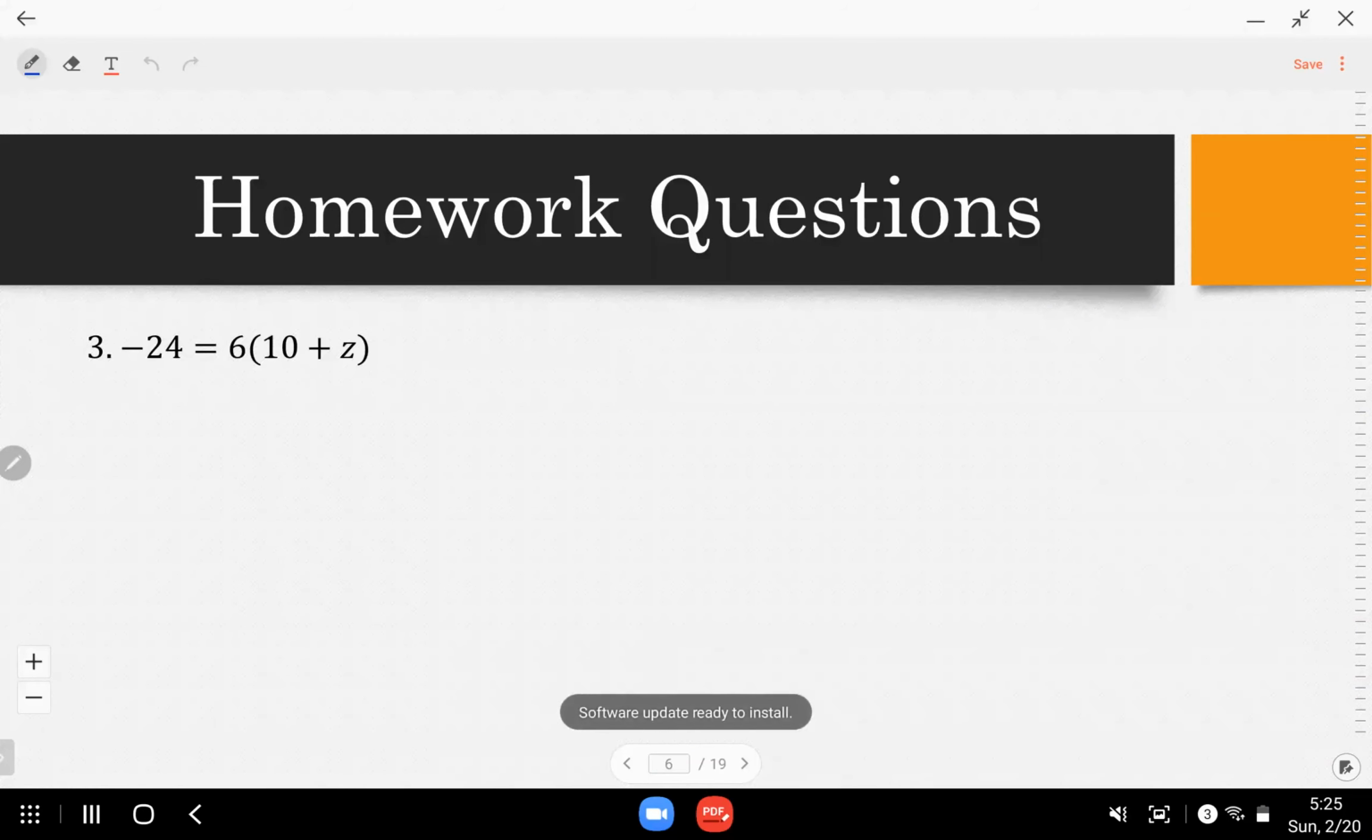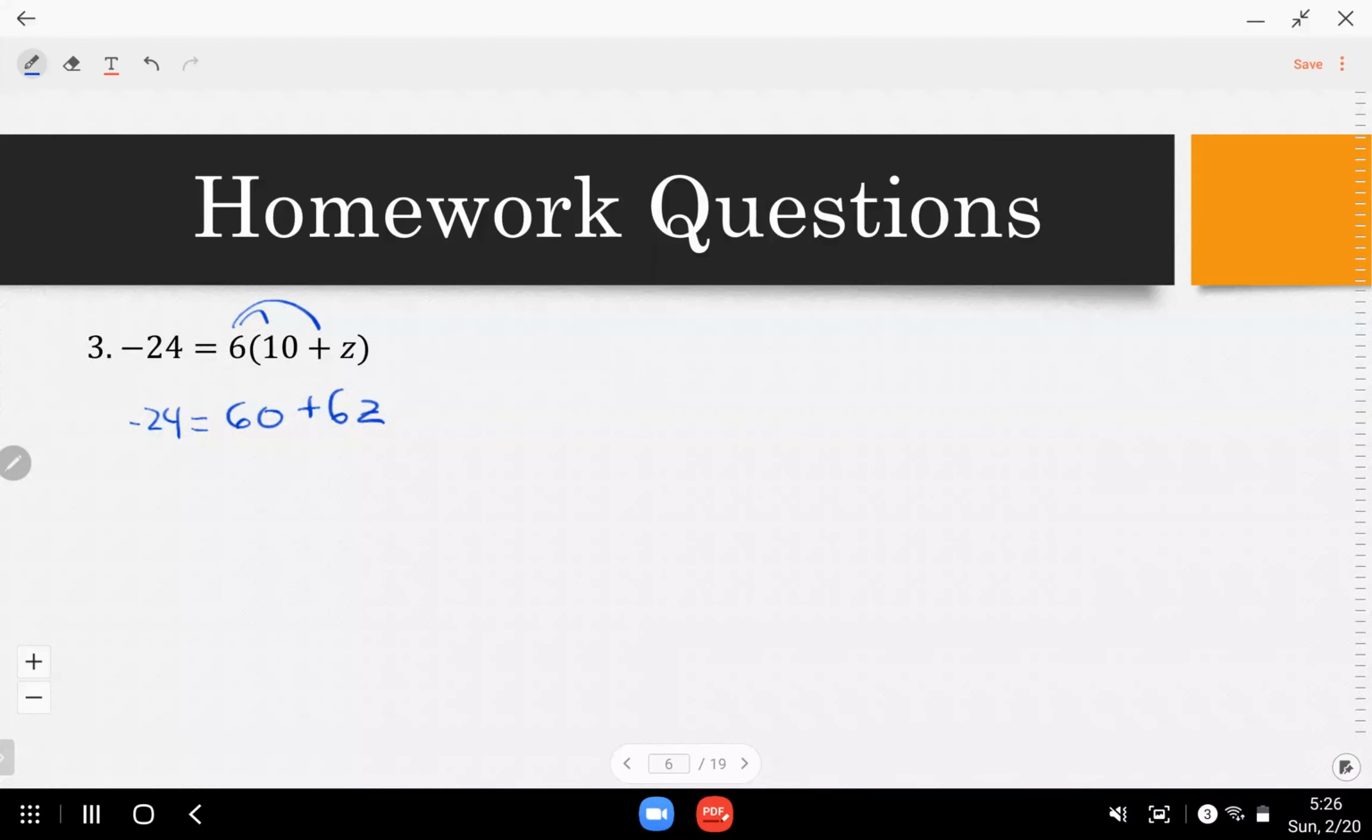So negative 24 is equal to 6 times 10 plus z. Okay. So this one is quite easy, right? You remember how to do the distributive property, right? So make sure you review the distributive property. Okay, so you just distribute the 6. So negative 24 is equal to 60 plus 6z, right? Because this knowledge is all cumulative. So make sure you review these lectures.